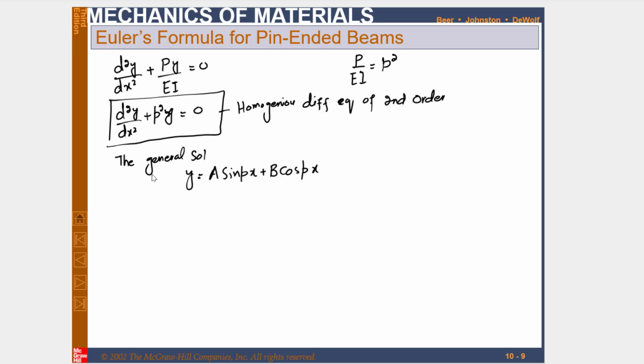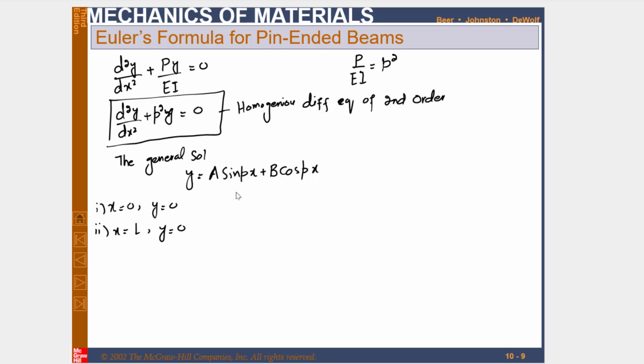Now how will we solve this? Definitely you have boundary conditions: at x is equal to 0, y is equal to 0. This was the first boundary condition, and the second boundary condition is that at x is equal to L, y is equal to 0. In this general solution, A and B are unknown constants which you have to find out, so you have to put these boundary conditions in this general solution.